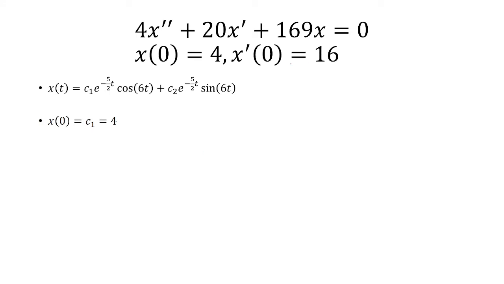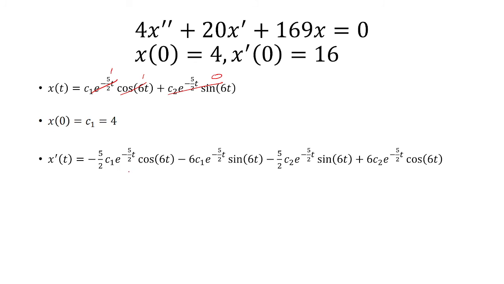So first we'll work with x of 0. If t is 0, that means cosine of 0 is 1. So this is 1. This is 1. And sine of 0 is 0. So this whole thing becomes 0. So we're left with c1 equals 4.